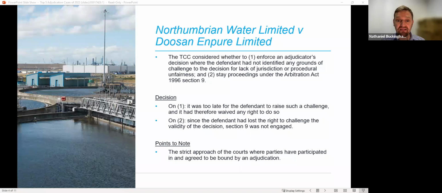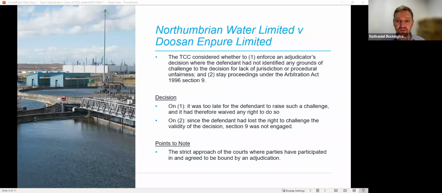Now, secondly, in addressing the Section 9 stay, the TCC held that no stay was to be granted under Section 9, although Clause W2 defines dispute in very broad terms and is sufficiently wide to include whether the adjudicator lacked jurisdiction or breached natural justice. The contractor had lost the right to challenge the validity of the adjudication decision in court or in arbitration, although, of course, it had retained the right to refer the underlying disputed issues to arbitration.